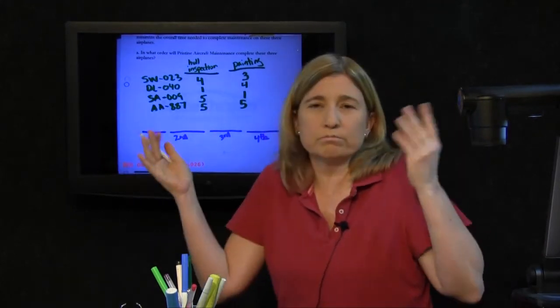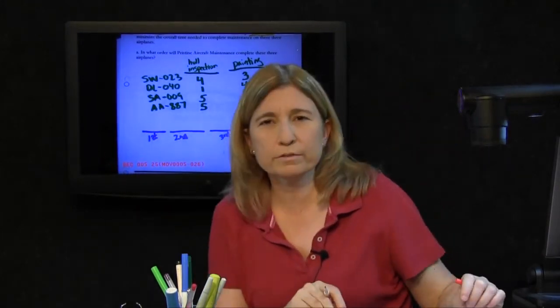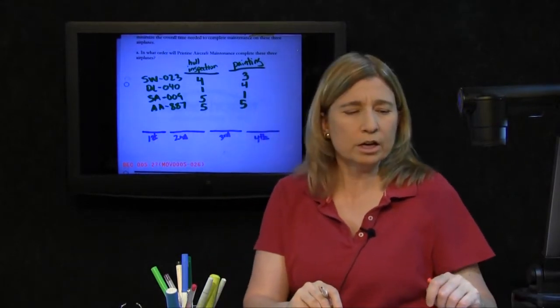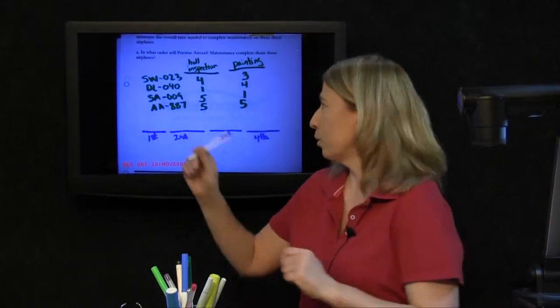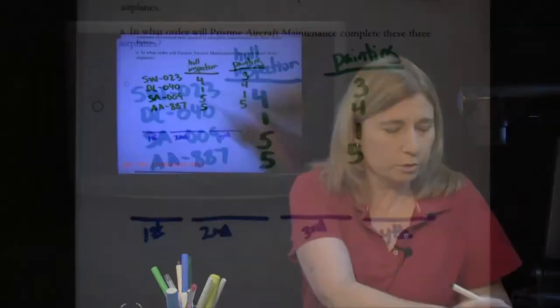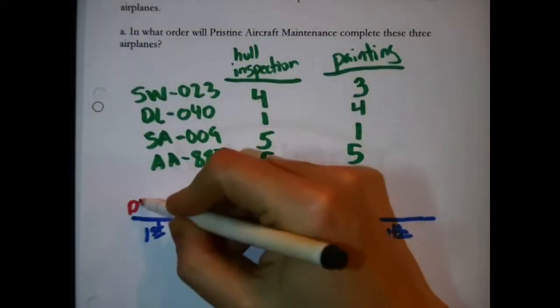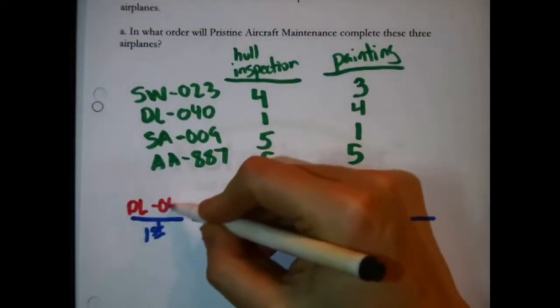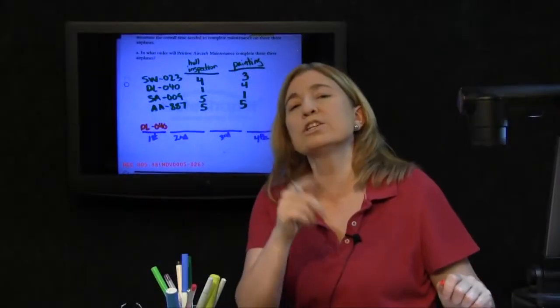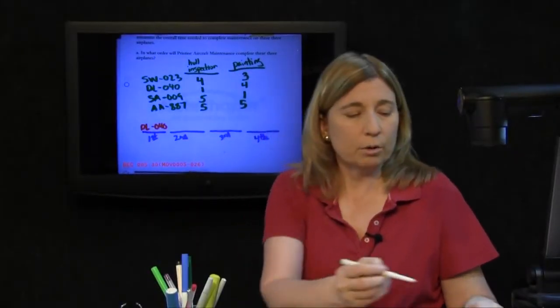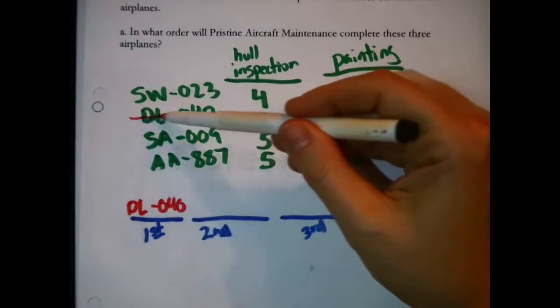All right, so you could pick either way. I'm going to pick the first one. I'm going to pick DL040. That 1 occurs at the first workstation. DL040 should go to the front of the sequence. It should get worked on first. Oh, now what? Cross it off the list lightly.